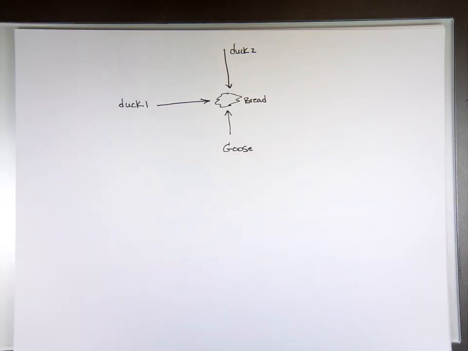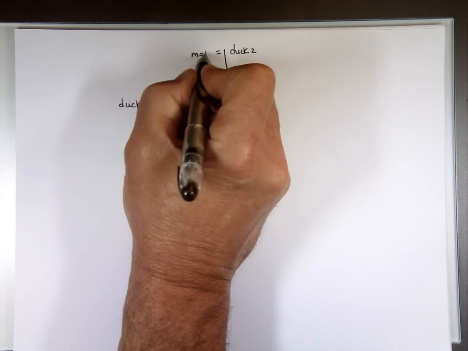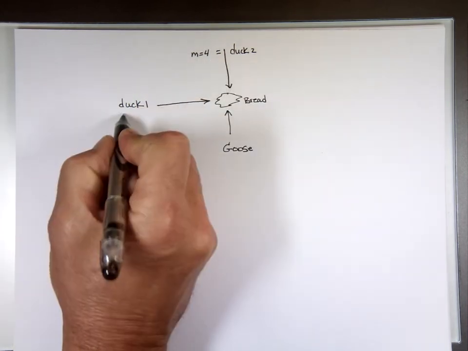And then the swan swoops in and takes it all. So each duck here has a mass. We'll say each duck has a mass of 4 kilograms. Those are good sized ducks, enough to feed the whole family.